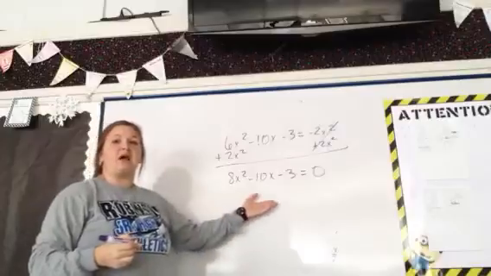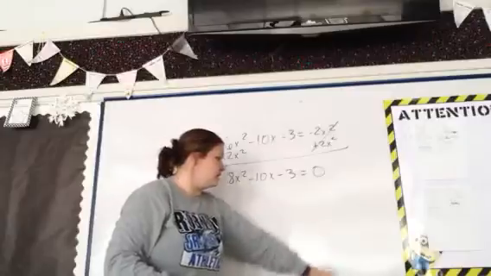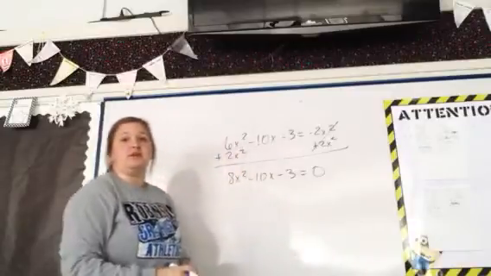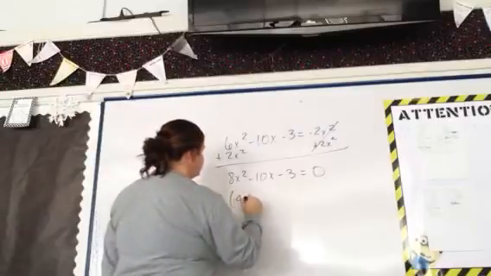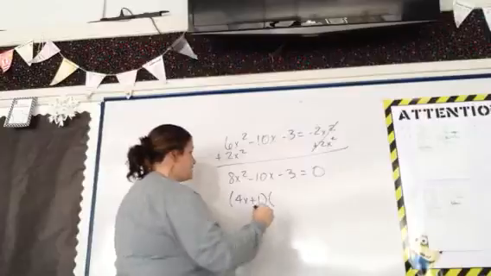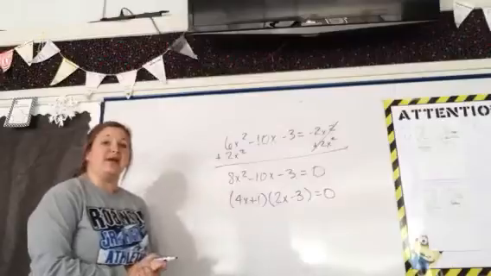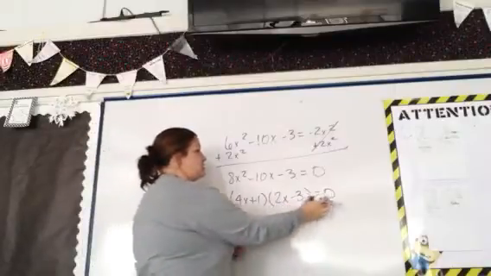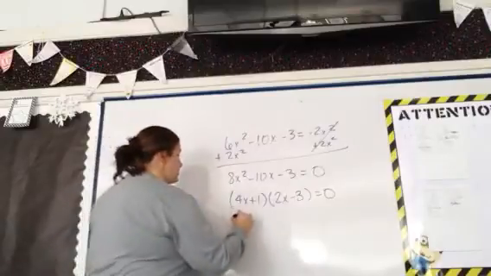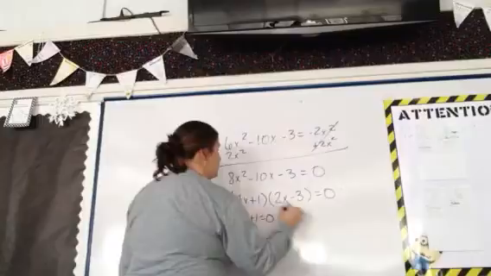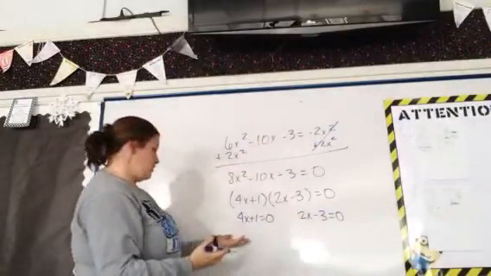From this point here, I'm going to factor by the box. Factors of negative 24 that get me to negative 10, and then factor by the box method. So when I do that, I'm going to get 4x plus 1 times 2x minus 3, and all that's equal to 0. Again, 2 things multiplied together gets you to 0, means that one of them has to be 0. That has to happen. So either 4x plus 1 is equal to 0 or 2x minus 3 is equal to 0. One of those 2 things has to happen.